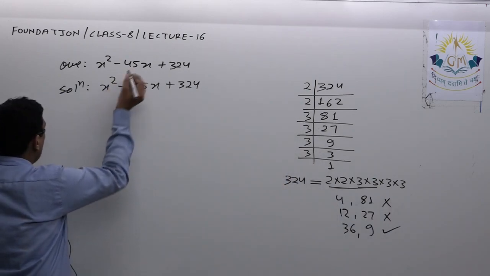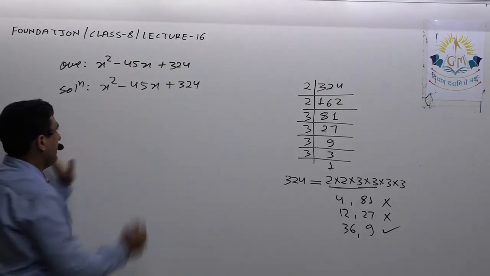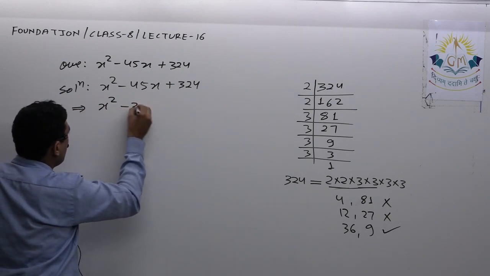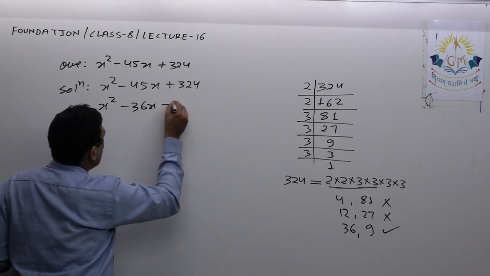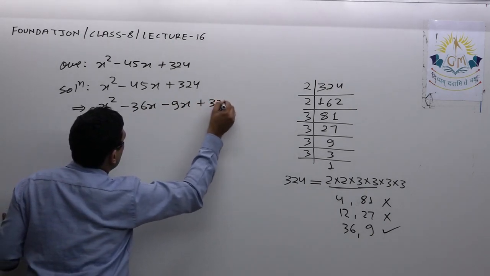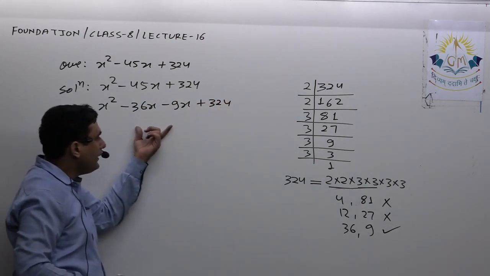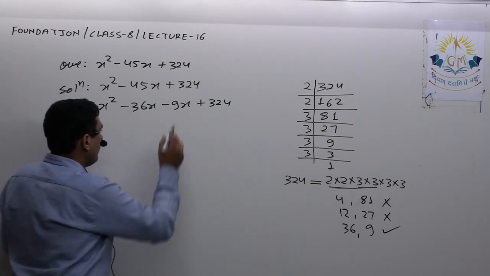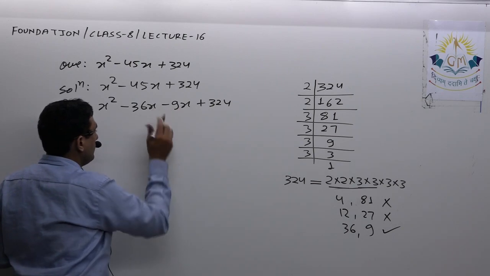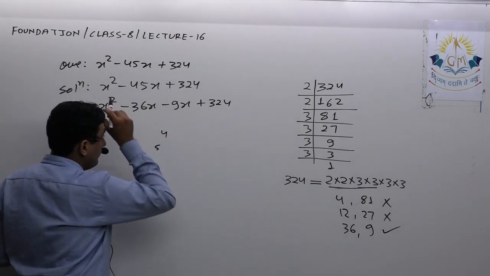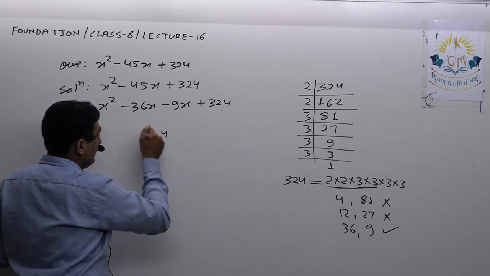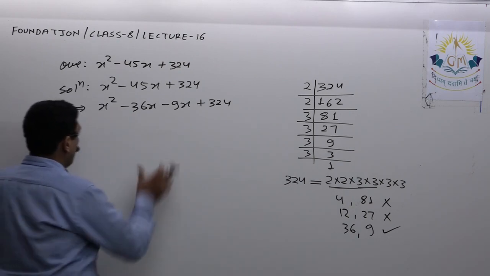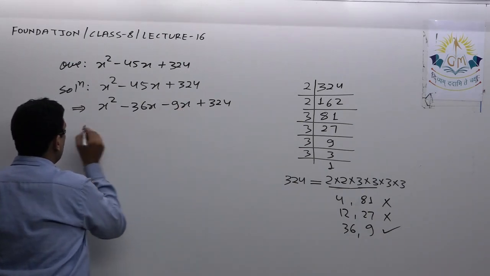One thing I skipped, this is in the standard form. So here I write x square minus 36x minus 9x plus 324. Now definitely we need to check whether the product is the product of first and last or not. So let me see that. Yes, it is correct. Also it is positive. So we are getting exactly the product as well as the sum.